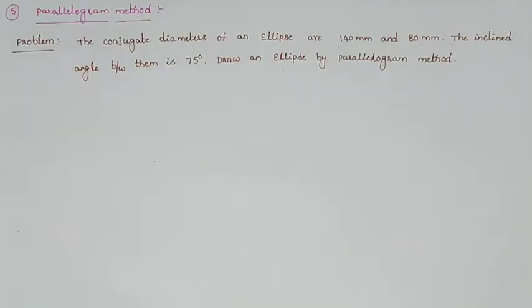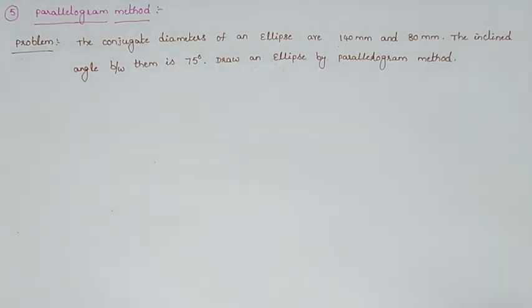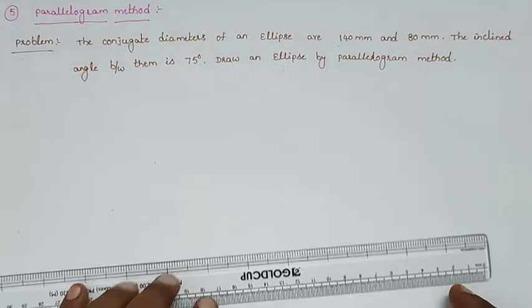So how will we construct the ellipse by using the parallelogram method? This one is very similar to the rectangle method, but in the parallelogram method the angle should be here, we can add the angle. In the rectangle method we construct the rectangle, but in the parallelogram method we construct the parallelogram, and the rest of the procedure is the same as the rectangle method.